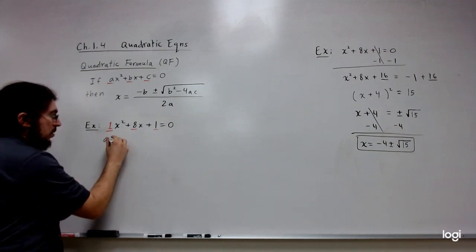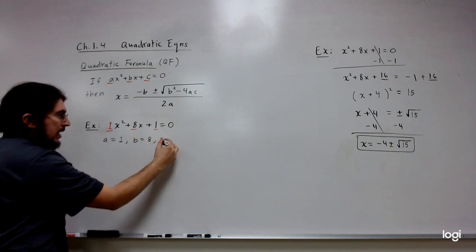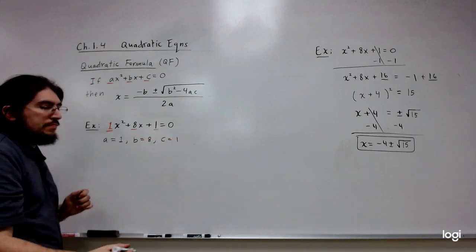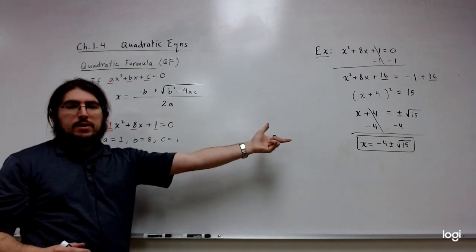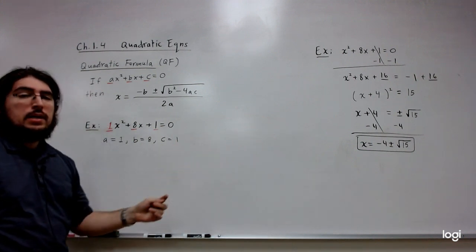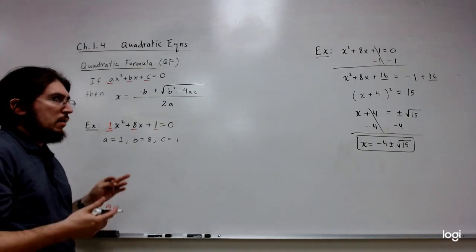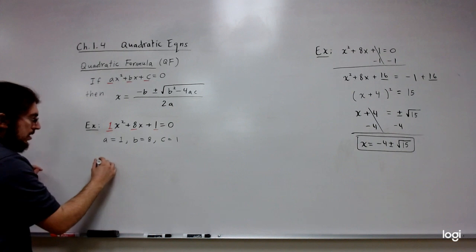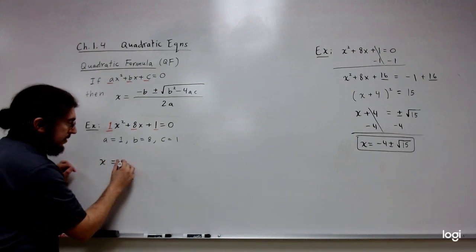In other words, what is a? It's 1. What is b? It's 8. And what is c? It's 1. Okay, great. So notice we did this example earlier, different method, but we got something. Let's see what quadratic formula yields. It should yield the same answer, but the process is obviously different.